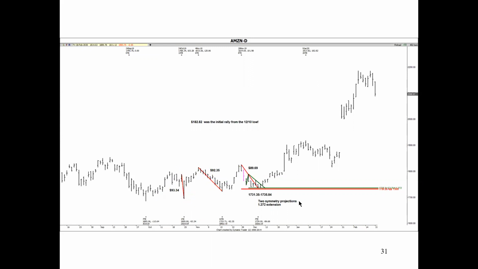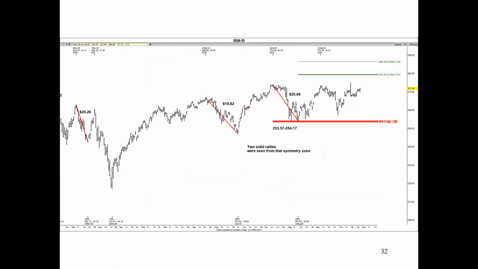So we had the 2 symmetry projections, and then very simply just a 1.272 extension of this low to high swing gave us this as support. It hit, it held, it triggered entries, and this was after the earnings. We had that crazy earnings recently. All right, so let's look for a couple of other examples.